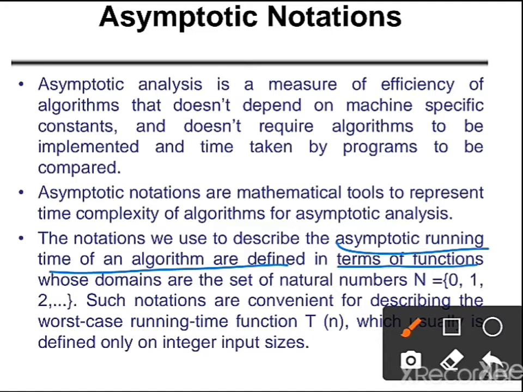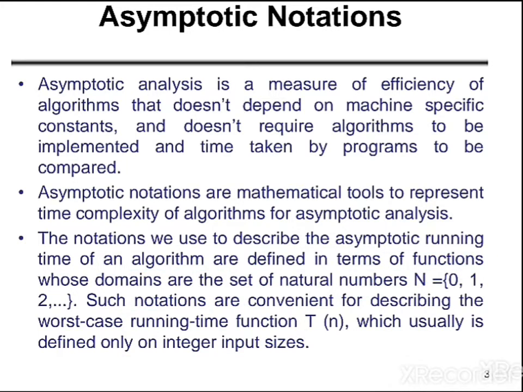And in terms of functions. So how it will be explained in terms of a function, and its domain is the set of natural numbers n: 0, 1, 2, etc. So this notation is convenient for describing the worst case. So mainly asymptotic notations are used for describing the worst case running time function T of n, which is usually defined only on integer input sizes.